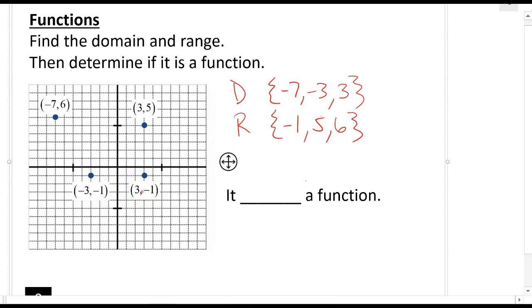And the question is, is this a function? Okay, well, on a graph, when you're given a graph, you can simply do the vertical line test. And most of you guys already guessed it right there. I did my vertical line and it's touching 2 points. So I know it is not a function. Okay?